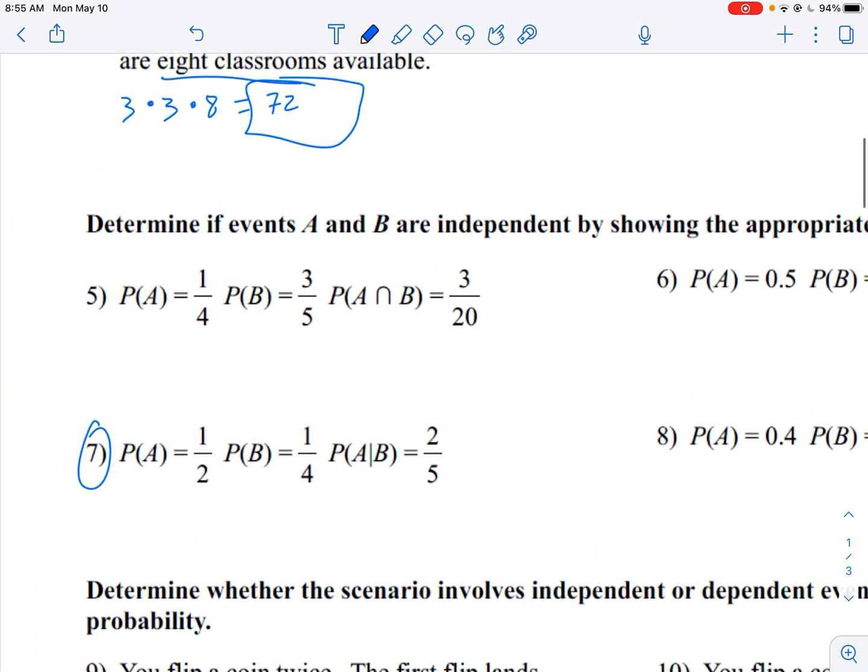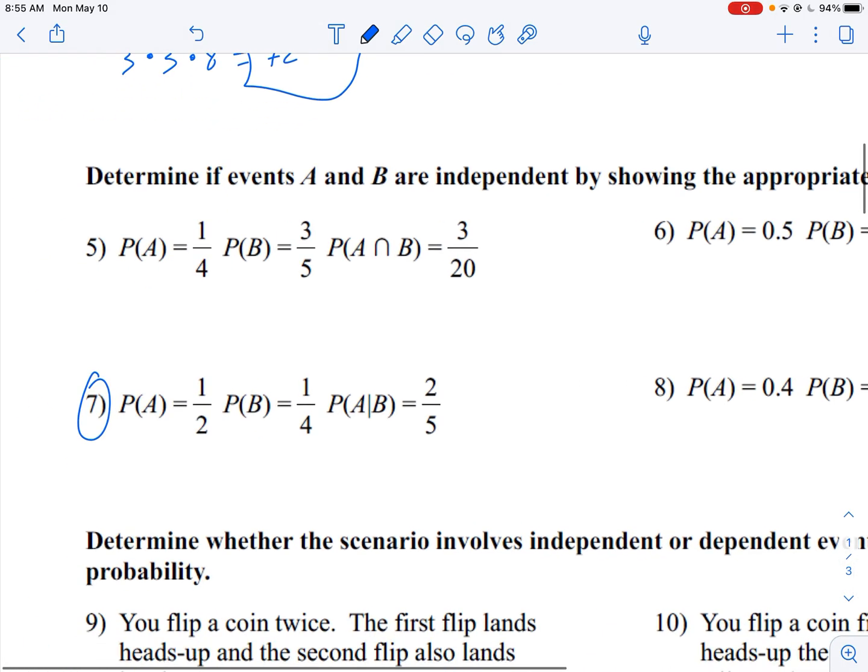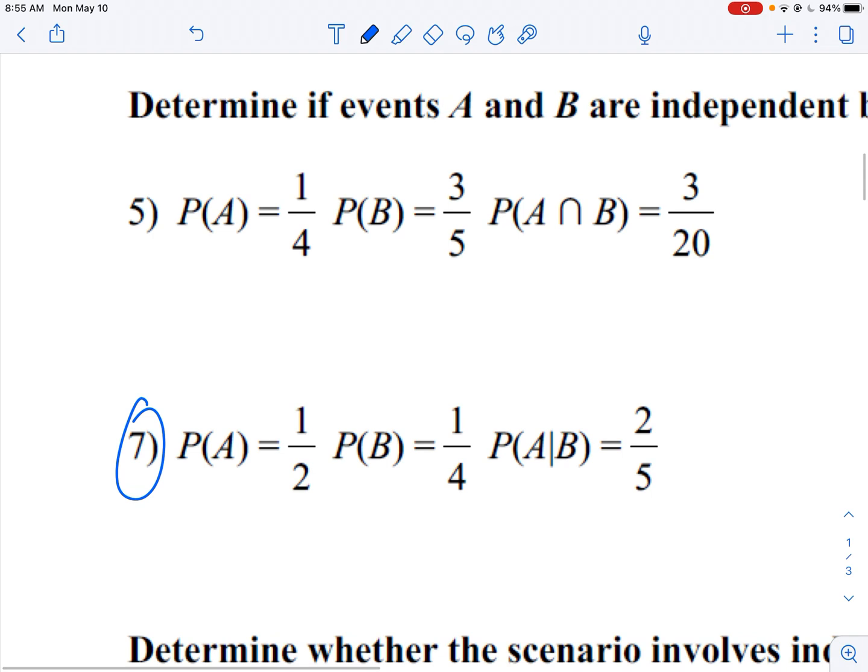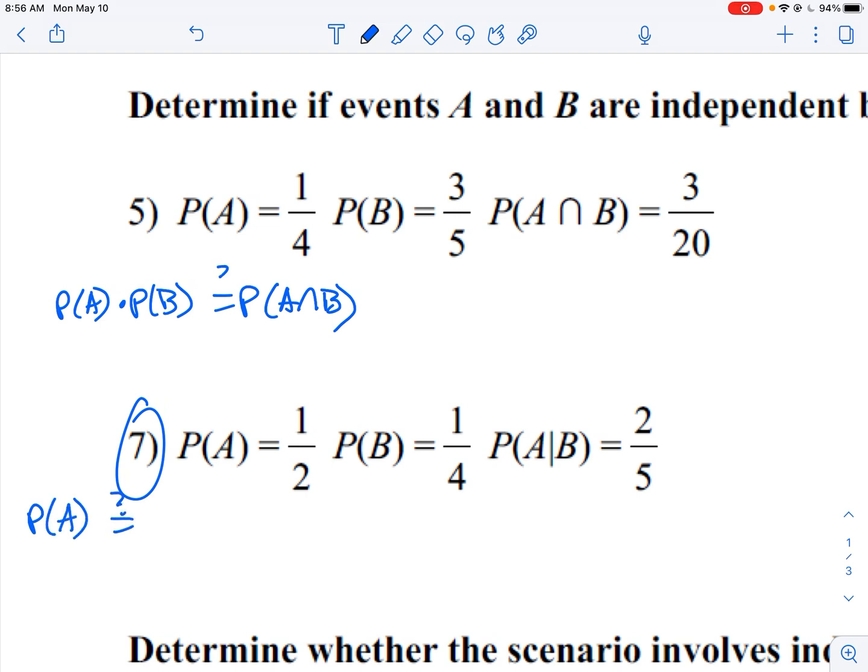The next part: determine if A and B are independent events, showing the appropriate calculation. A few things you can test out. If the probability of A times the probability of B equals the probability of A and B, then that would be independent. The other one you can test is: is the probability of A the same as the probability of A given B? Is that the same as the probability of just plain old A? And you can test that.